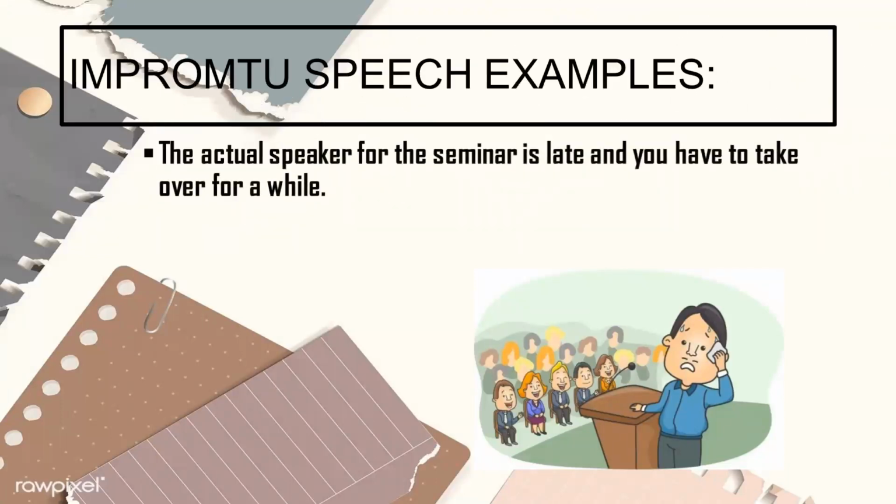So impromptu speech example also included under the presentation is the actual speaker for the seminar is late and you have to take over for a while. For example, the head of the event, okay, if you will become an event organizer or the one who facilitated a certain event, then you have to make the audience not be boring. So you have to talk with them through the use of microphone or kailangan mo silang kausapin ng one-on-one. So para at least while waiting, they were been having a certain conversation with you and they will not get to be boring.